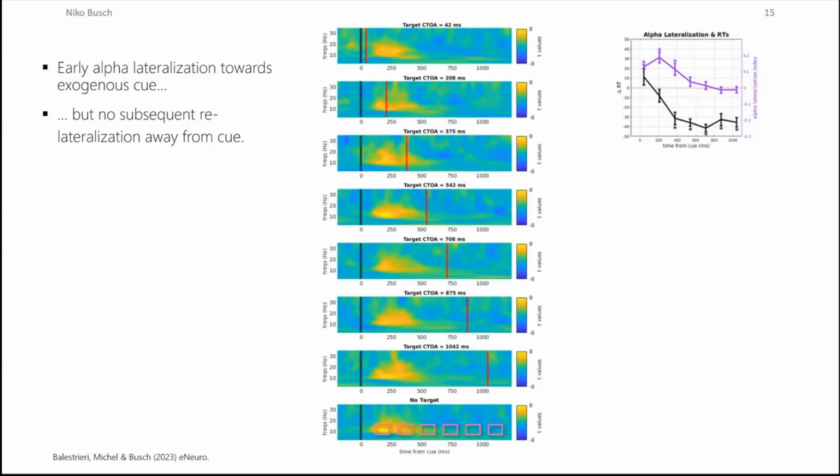Okay, so the black line is the response time effect, and you see that it drops very nicely. That's the behavioral inhibition of return effect, reorienting of attention to the non-Q location. And the purple line, that's alpha lateralization. You see that it drops to 0, and even while the inhibition of return is in full swing, it never reallocates along with the spotlight of attention.